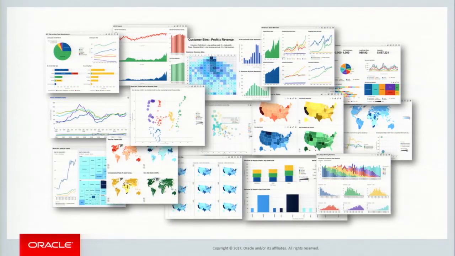We created Jet about 3.5 years ago, and we have been using it internally within Oracle for developing our own cloud products. In fact, 70% of our cloud products use Jet in some shape or form. So we know that it scales and we know that it works well because we use it ourselves. And these are screenshots from our BI Cloud Service Visual Analyzer.